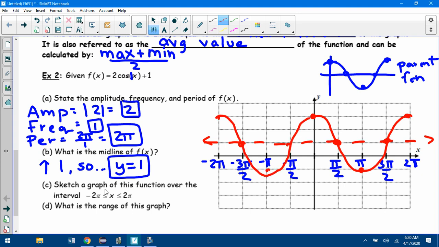So whether it gives you a domain or the directions say graph for 1 full cycle, always start by graphing a full cycle. After that, you can adjust to whatever domain you need to do.